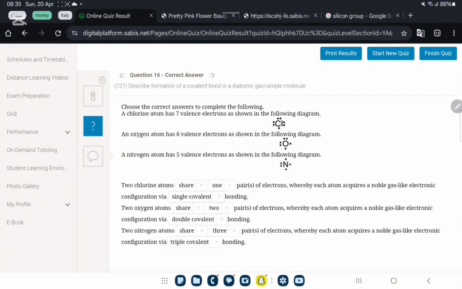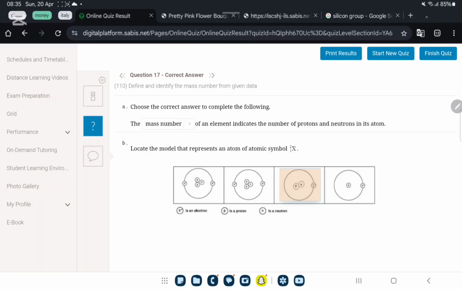This one also came last week. This one is really simple. Two chlorine atoms, Cl, they each have 7 valence electrons, so they each need one. So they only share one pair of electrons, giving a single covalent bond. Two oxygen atoms, they share. See how many they need here, 1 and 2, so they share 2 pairs of electrons, a double covalent bond. Two nitrogen atoms, they need 1, 2, 3, so they share 3 pairs of electrons, a triple covalent bond.